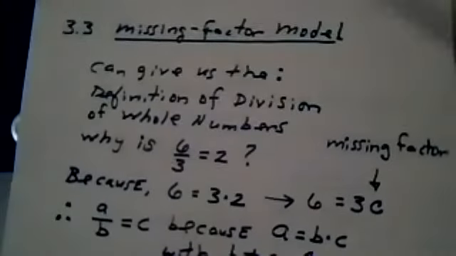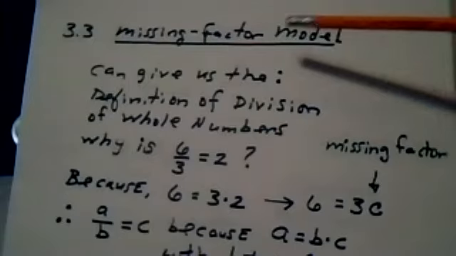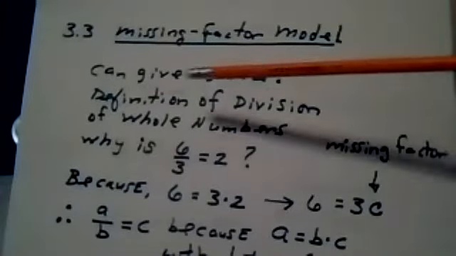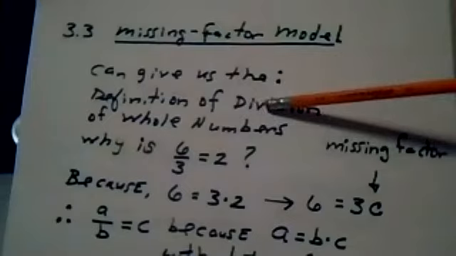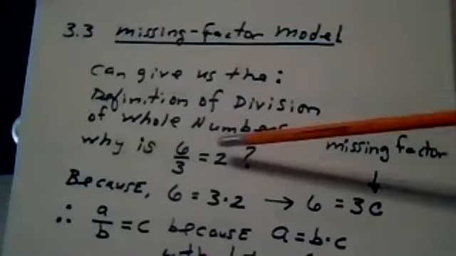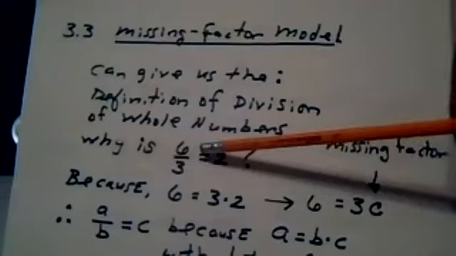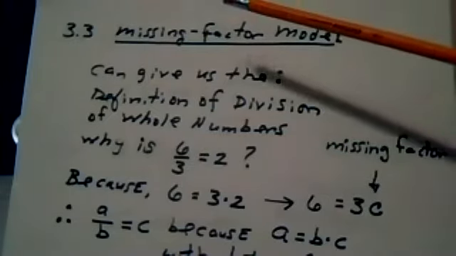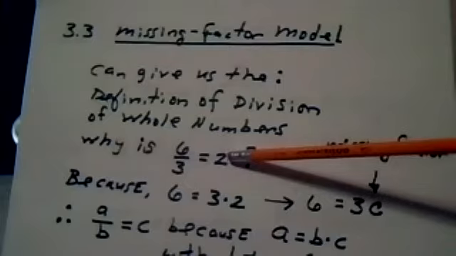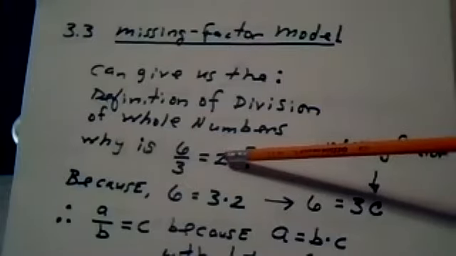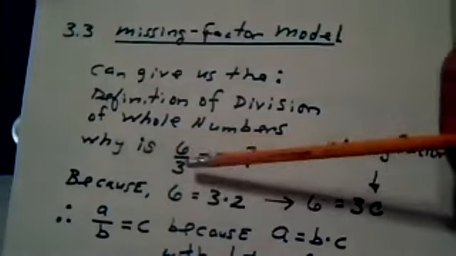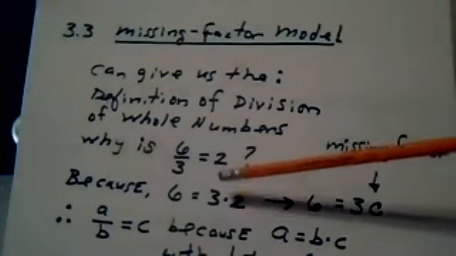The missing factor model can give us the definition of division. The definition of division is very important, and the missing factor model can help us. Right here, we don't have anything missing, but we could start off by asking, why is it that 6 divided by 3 equals 2? Why? Because we memorized it? Because they told us? No, there has to be a better reason. Because 6 equals 3 times 2.